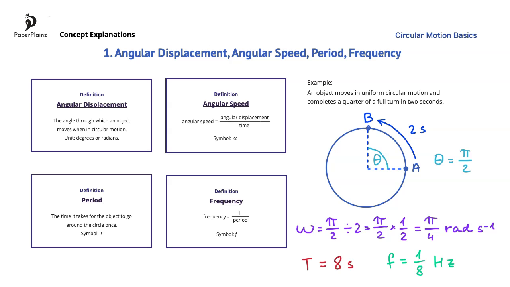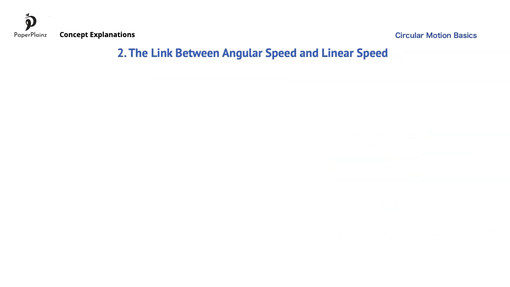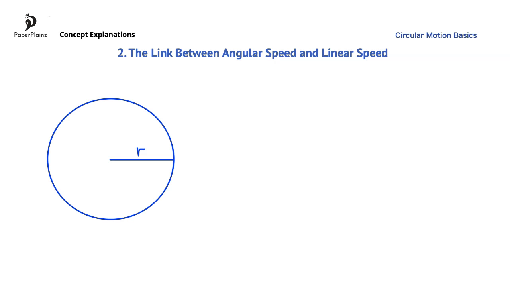Next, let's see the link between angular speed and linear speed. Let's assume that we have a circle of radius r, and that an object is moving around this circle with angular speed omega and linear speed v. We'll also assume that the period is T. The circumference of the circle is equal to 2 pi r.